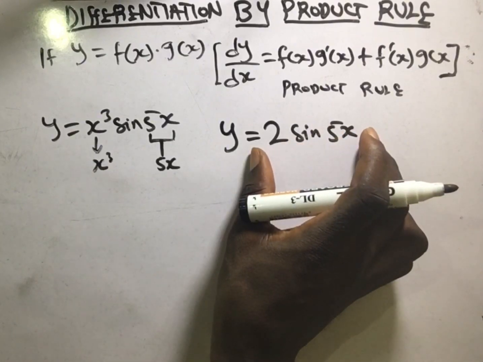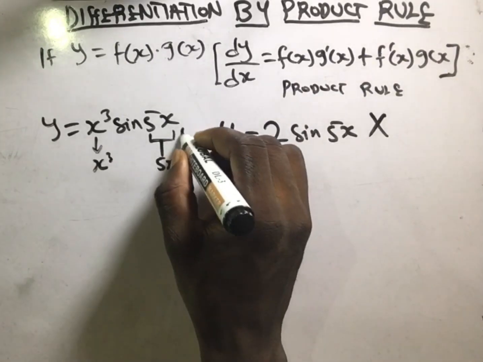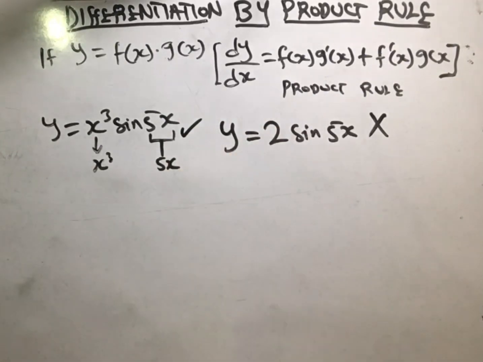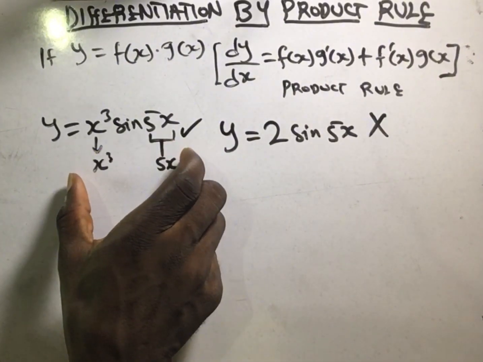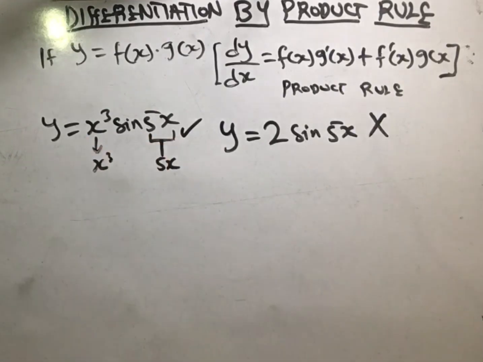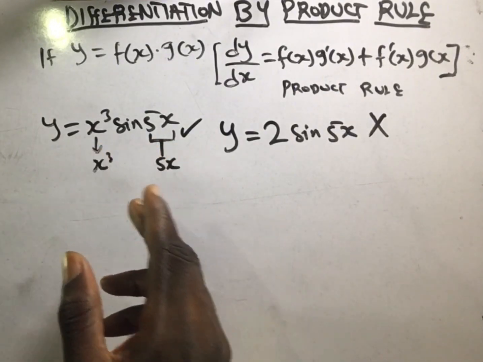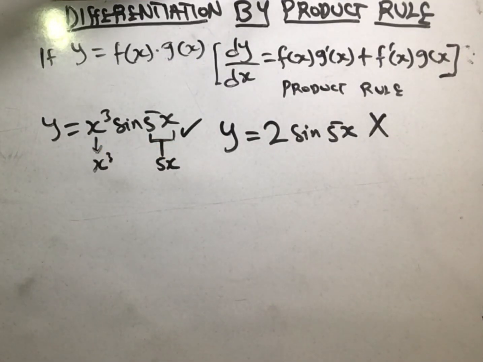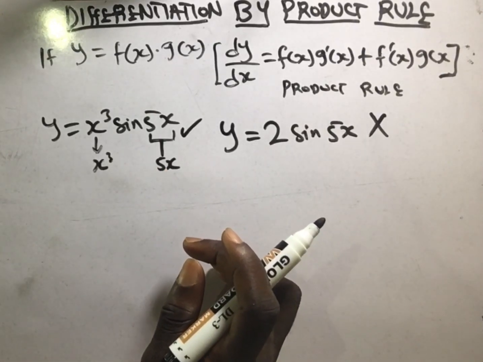So for that reason, you cannot use product rule on this. Instead, you use chain rule. You cannot apply product rule here, while you can apply product rule here. Why? Because these two are functions of what? x. There's an x variable here and there's an x variable here in two different functions. So when two different functions are functions of the same variable, that is when you apply product rule. So we are free to apply product rule here, so let's proceed and use it.